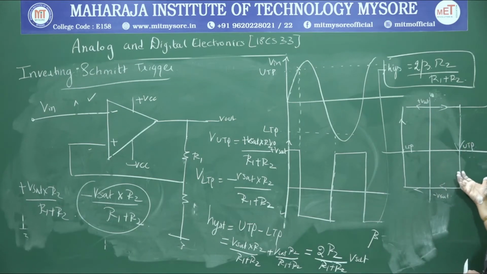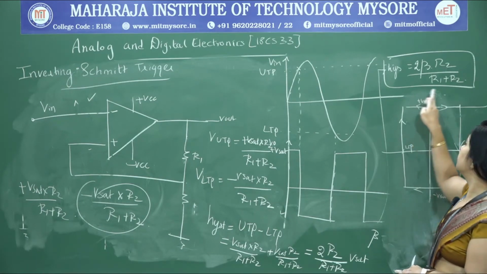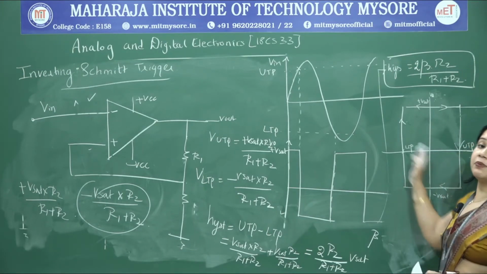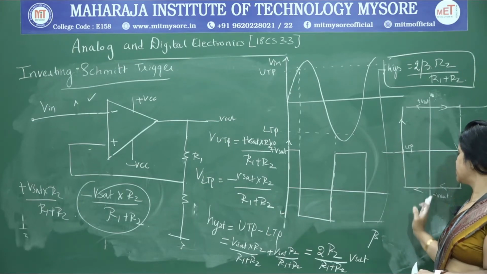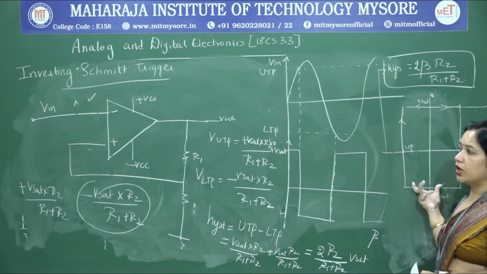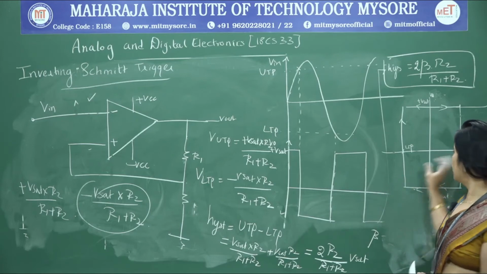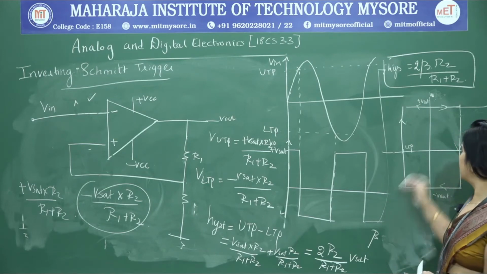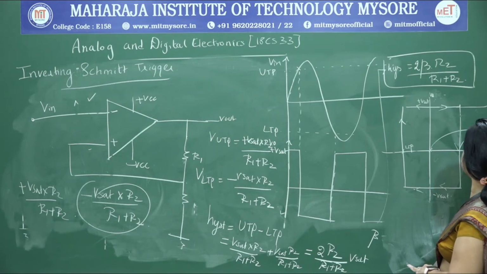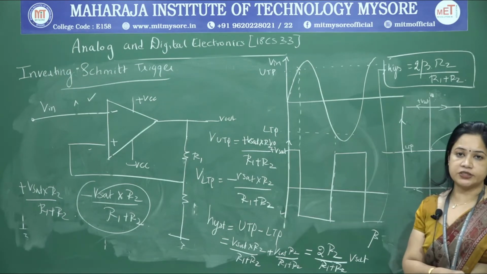So when the input crosses your upper threshold point, the output switches from plus Vsat to minus Vsat, and the same way, when the input falls below the lower threshold point, it switches from negative saturation to positive saturation. This we call the hysteresis curve. So you can see your hysteresis curve is centered around 0.